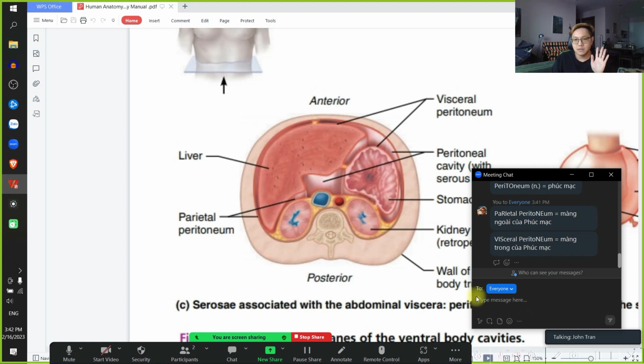So basically all the organs are kept together. They cannot run anywhere because of the visceral peritoneum. Otherwise the stomach could float around and you could find it swimming in the abdomen. You don't have that.